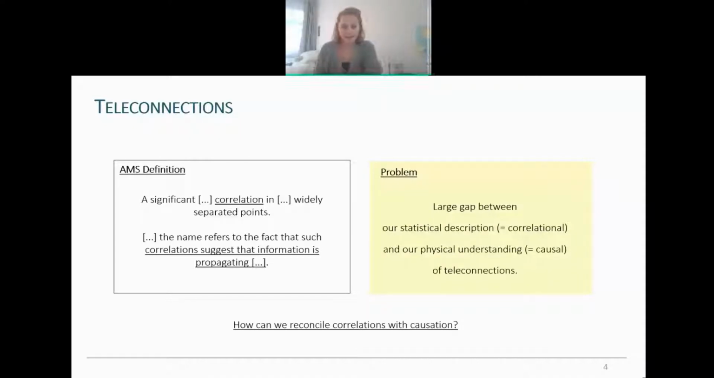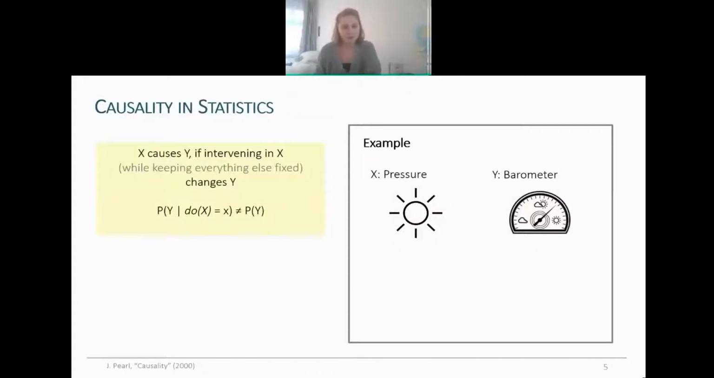Again, I think the causal inference framework is extremely helpful. Let me briefly explain how causality is defined in statistics. It's actually very intuitive. The process X is said to cause Y if intervening in X changes Y while keeping everything else fixed. This intervention can be described by the do operator that you see there. And obviously, the interventional probability distribution of Y after doing X is not, in general, the same as the probability density function of Y.